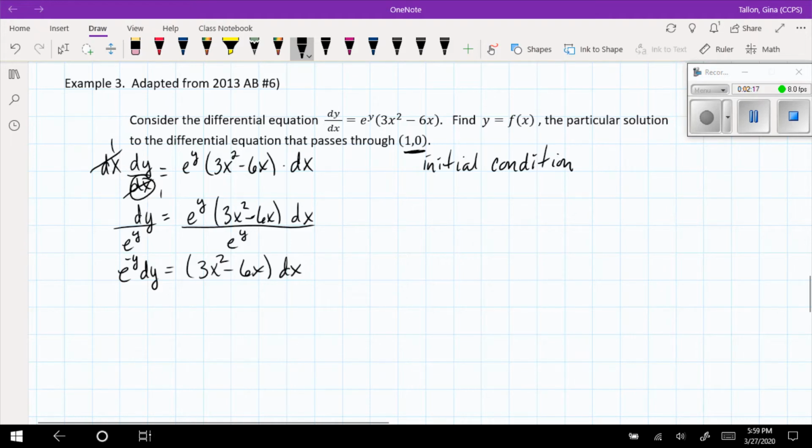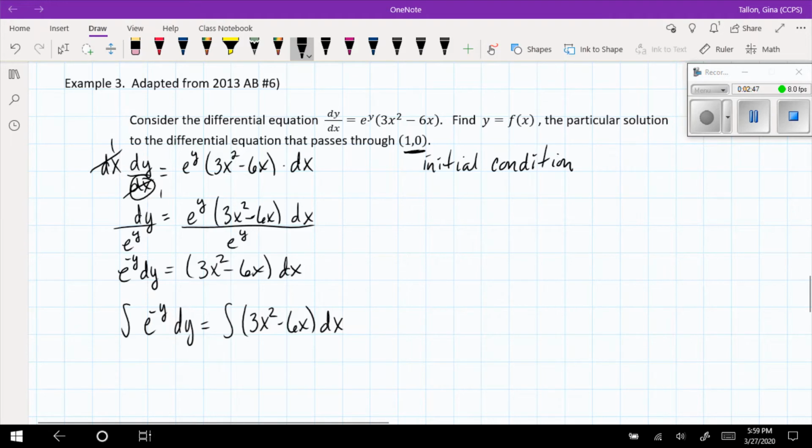I'm going to integrate both sides of the equation, and I know you would like to just write integral signs like that, but I'm not going to. I'm going to put my integral sign down here. The integral of e to the negative y dy is equal to the integral of the quantity 3x squared minus 6x with respect to x. Alrighty, the right-hand side looks pretty simple, and the left-hand side actually looks simple as well if you're used to playing with exponential functions.